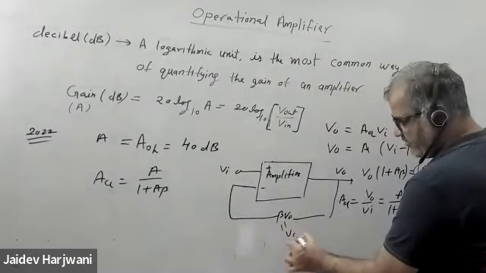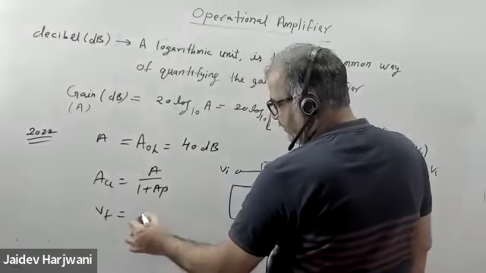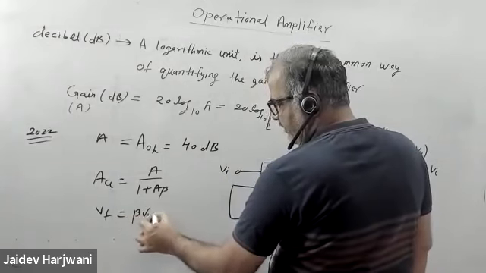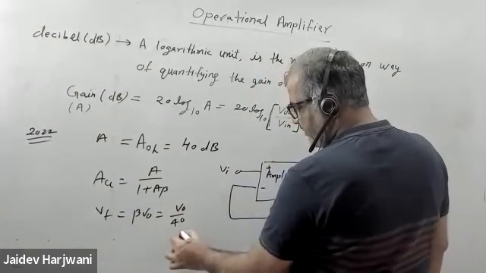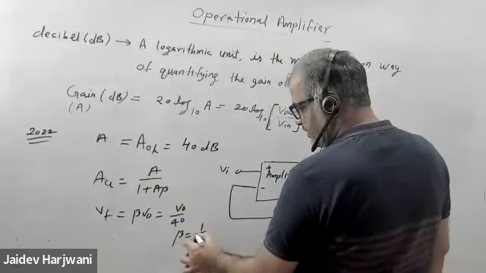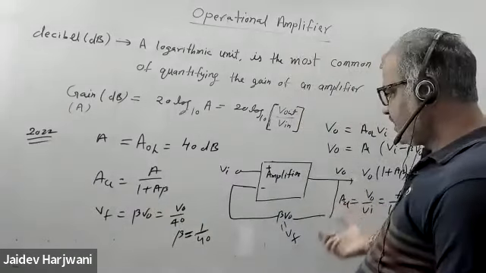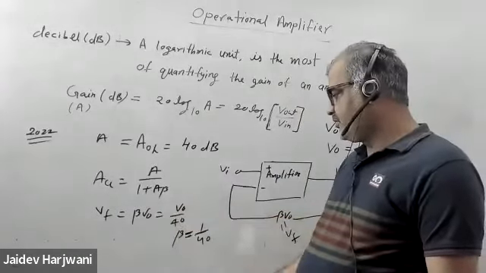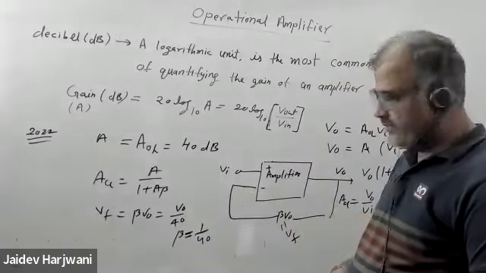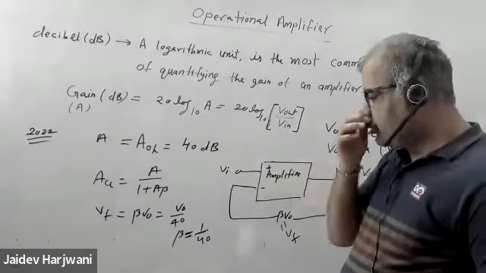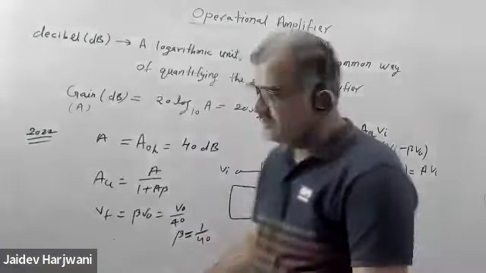So this here is VF. VF is beta V naught, and beta V naught they have given as V naught upon 40. That means the beta value is 1/40. Whatever output is coming, 1/40 fraction of the output is going as input. So they're asking what is the new gain, and for that they have given the options.